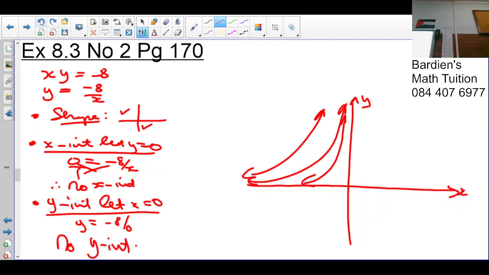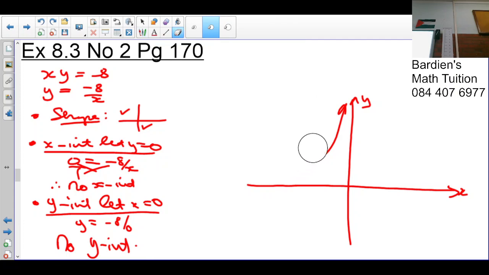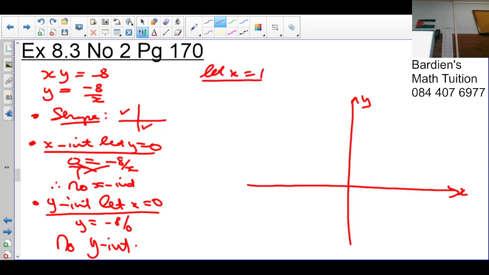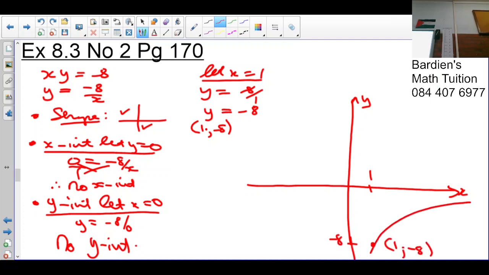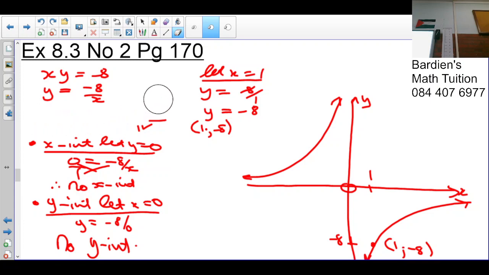So we let x equal 1. So y is equal to negative 8 over 1, which is negative 8. So this coordinate is (1, negative 8). x is 1, y is negative 8. The graph comes close but does not touch the axes. And we just reflect the graph. Okay. Any confusion?